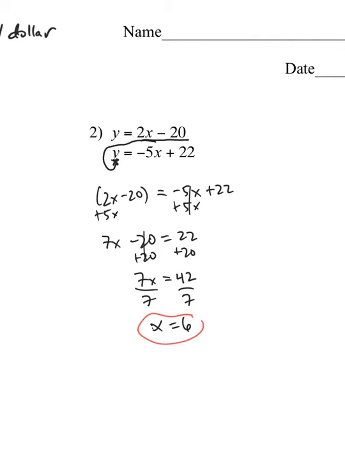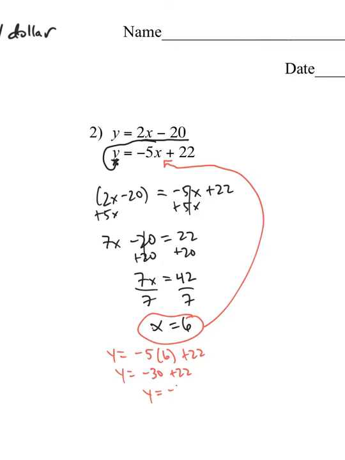Again, from here, we're taking x and we're going to substitute it into either equation, guys. I'm going to go back to that bottom one there. So it's going to be y equals negative 5 times 6 plus 22. So that's negative 30 plus 22, which is negative 8. So our xy ordered pair, guys, we've got 6 comma negative 8. That's our solution to the system. That's the point that satisfies both equations.